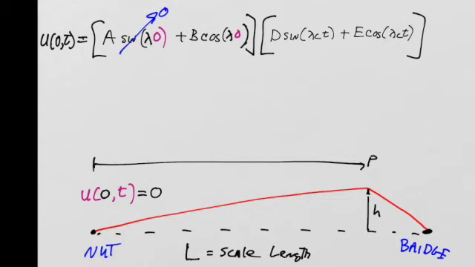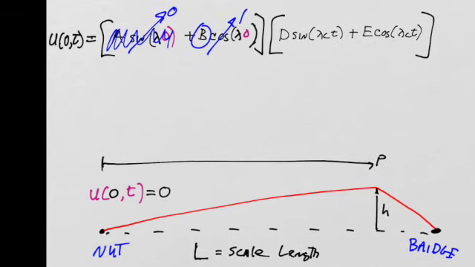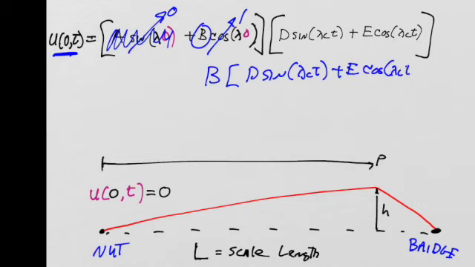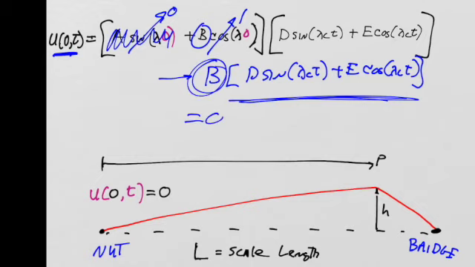So what we see then is that if this is equal to 1, this whole thing is 0. This whole thing equals b, right? So what this says is that the displacement at the nut of the string at any time is going to equal b times d sine lambda ct plus e cosine lambda ct. The problem is that this could take any value, right? So the only way this can be equal to 0 at the nut is if b equals 0.